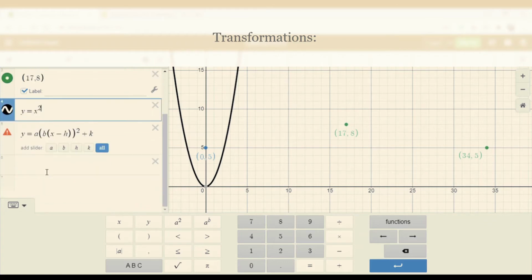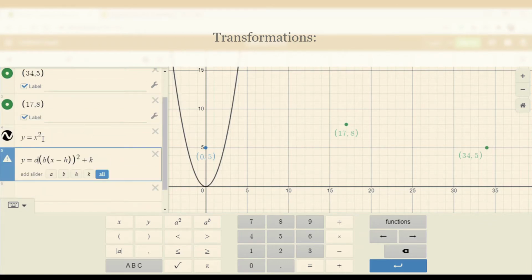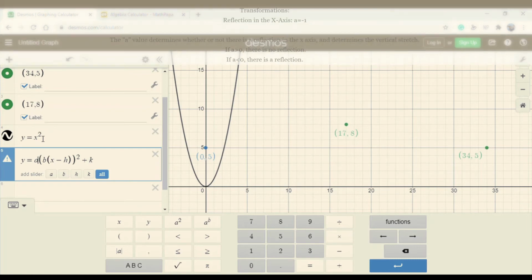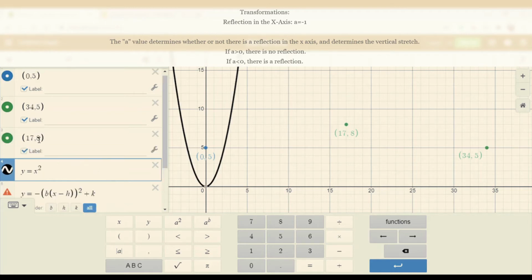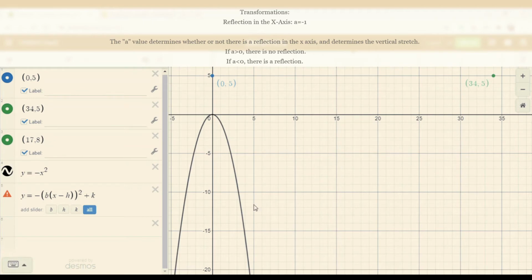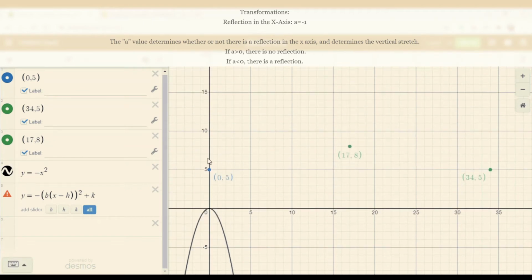So right away we know there's going to be a reflection in the x-axis to make this equation open downwards. And the a value is what determines the reflections. It also determines the vertical stretch, but as you're going to find out later, we actually don't need a vertical stretch. It changes to a negative, and we're going to input this here as well.